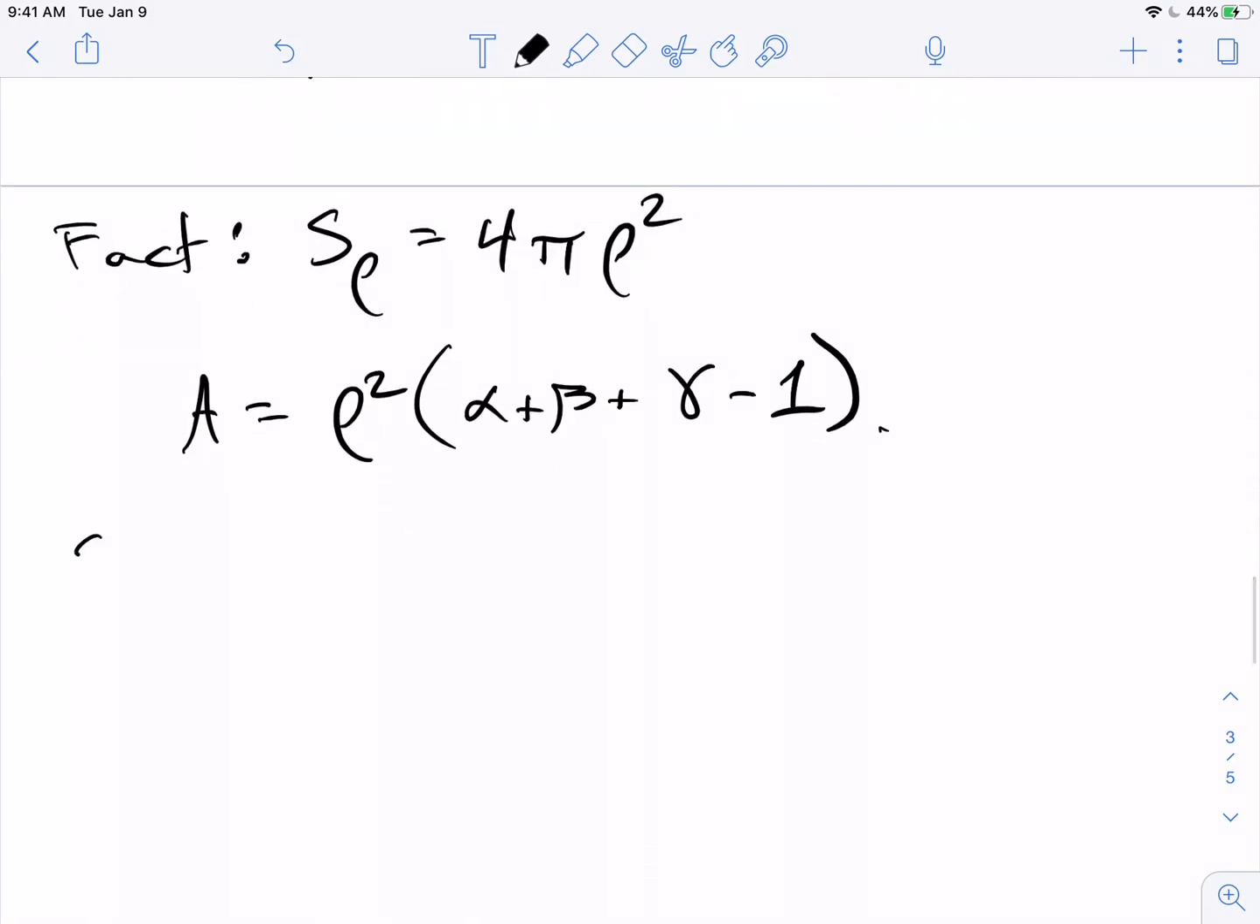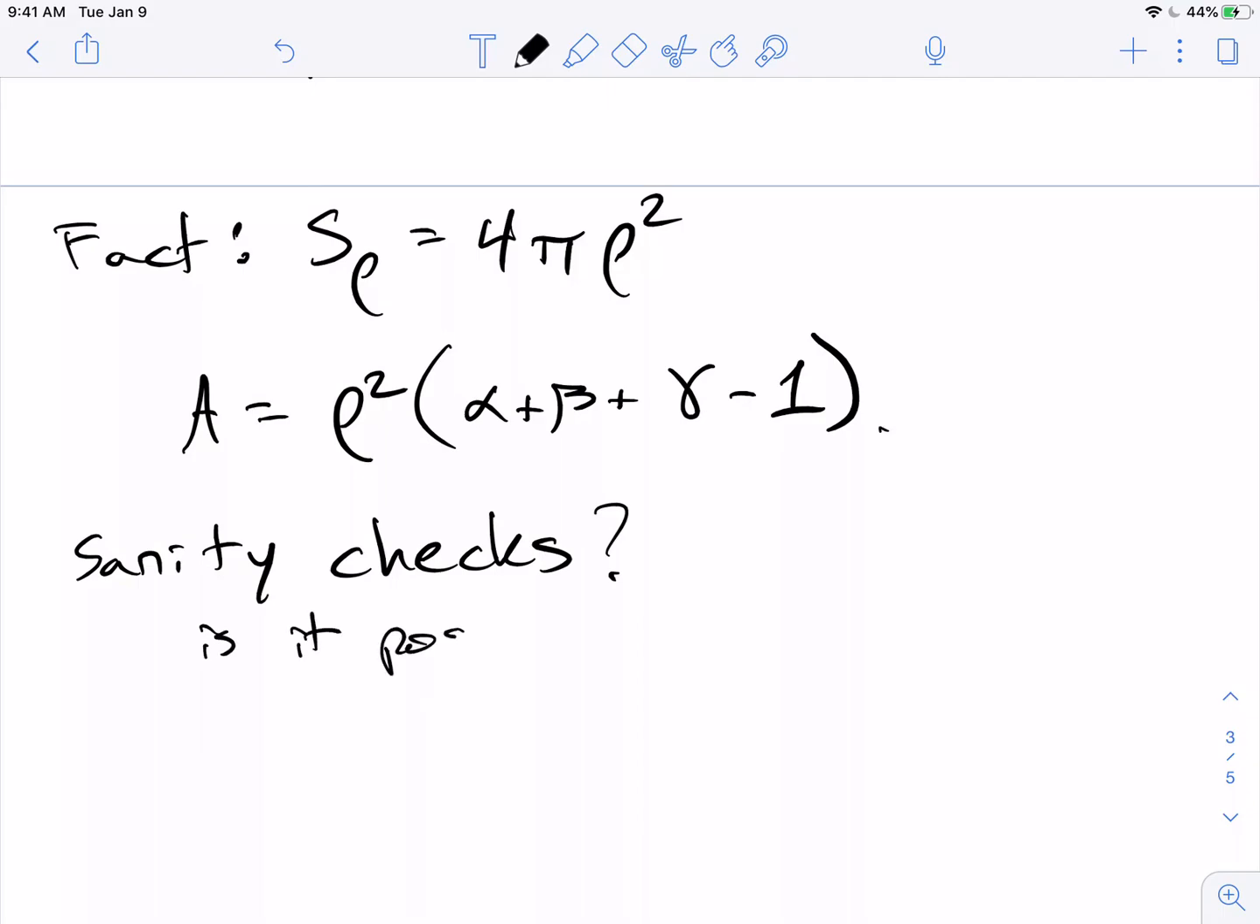Let's do some sanity checks just to make sure this is reasonable, especially since I confused myself on the algebra. Well, the first thing is, is it positive? Because we know that the area should be positive. Yes, right? Because the interior angles on a sphere are always summing up to something larger than pi. In degrees, remember, the sum of the interior angles on a sphere is greater than 180.